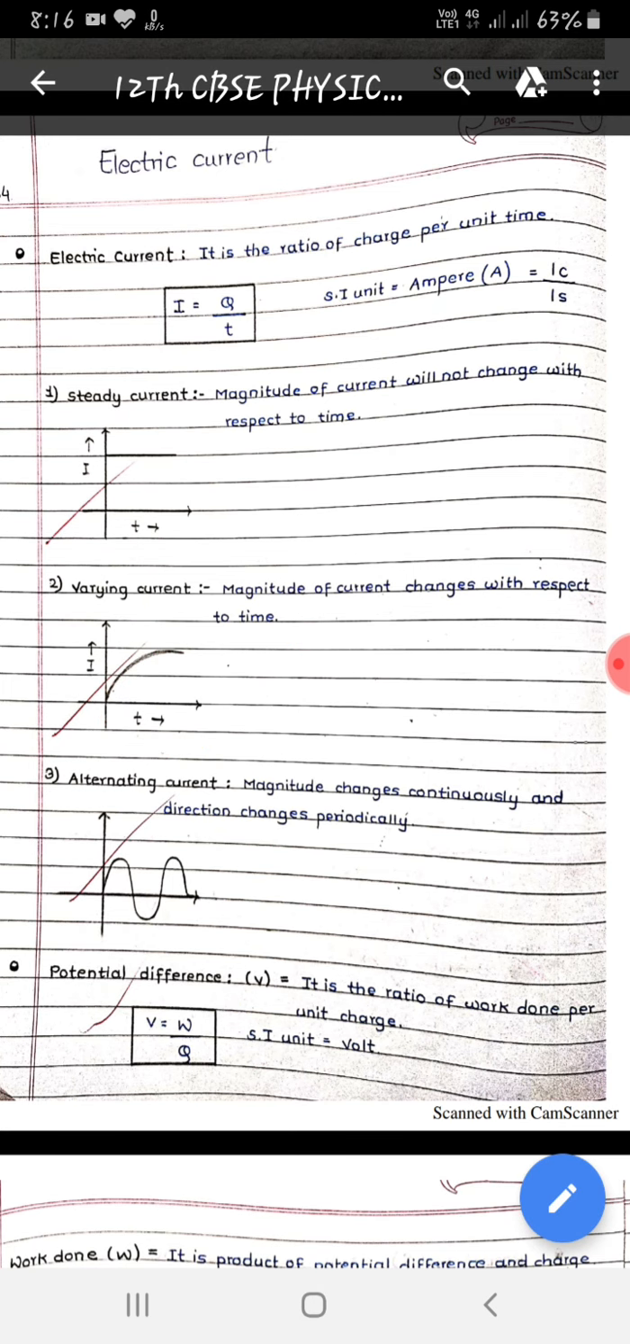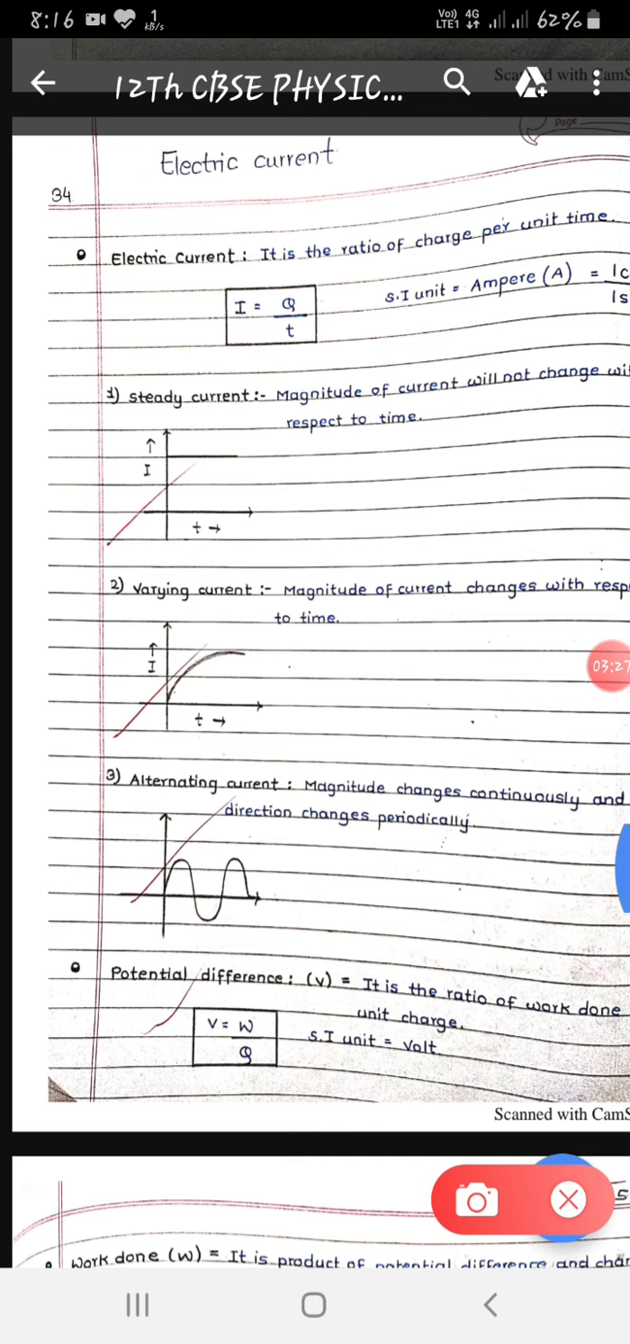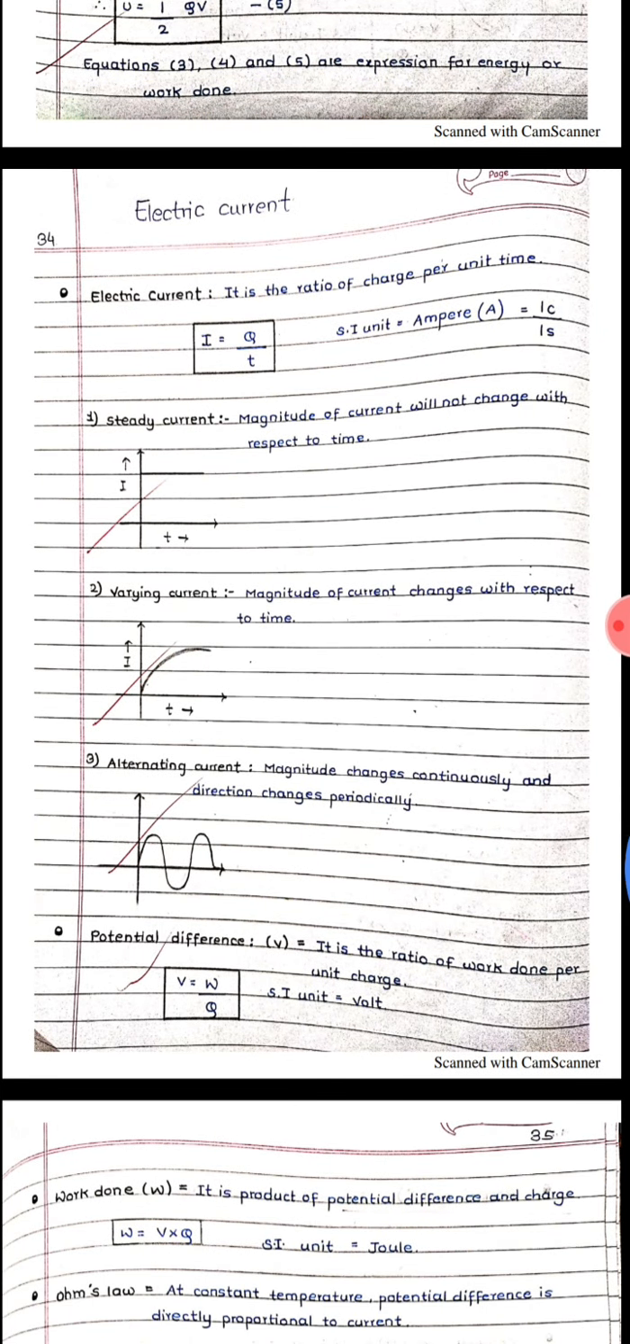So the next type is alternating current. This is a very important type. In alternating current, the magnitude and direction both change. How? The magnitude changes continuously and the direction changes periodically.